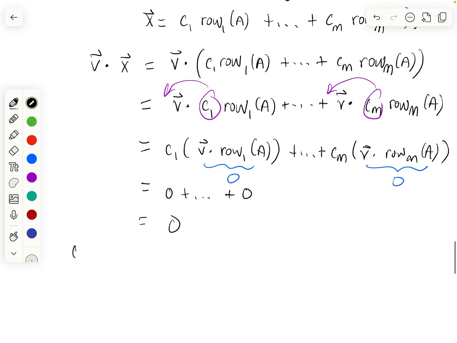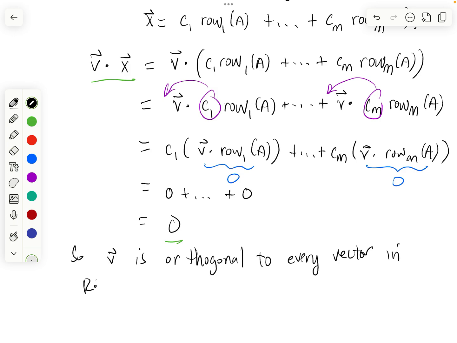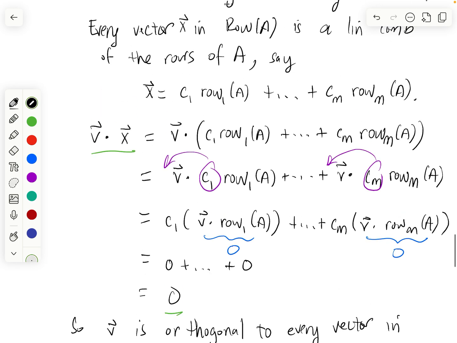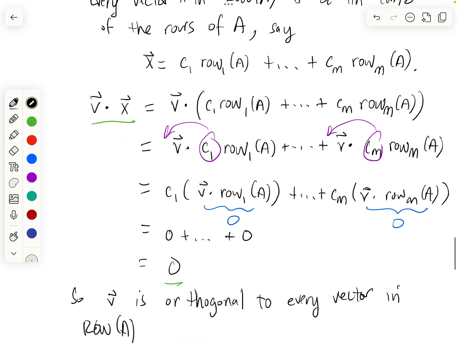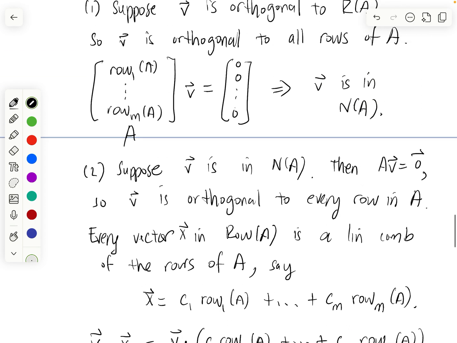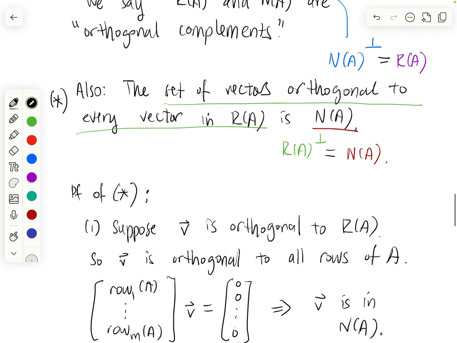So therefore, since V dot x we showed is 0, that shows that V is orthogonal to any vector in the row space of A. So it must be orthogonal to every vector in the row space of A, because x was an arbitrary vector in the row space of A. So that's the proof of that statement: the set of vectors orthogonal to every vector in the row space of A is equal to the null space of A.